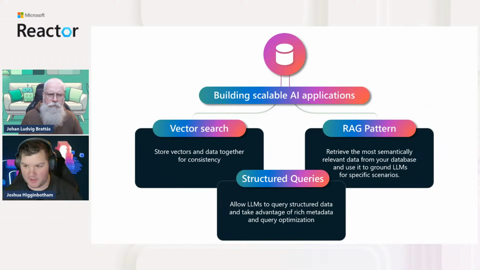So when we start to talk about building scalable AI applications, we're going to talk about these three capabilities. So you have vector search, RAG patterns, and then structured queries. And the goal always is to try to find a unified approach to doing this rather than having to support this with different layers.